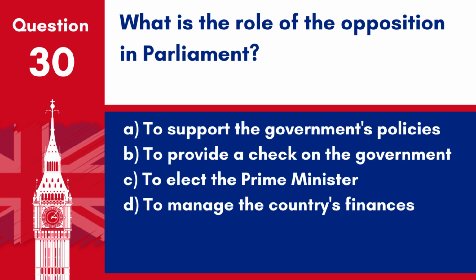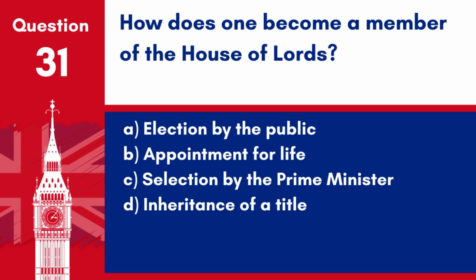A. To support the government's policies. B. To provide a check on the government. C. To elect the Prime Minister. D. To manage the country's finances. Answer. B. To provide a check on the government. The opposition in Parliament plays a critical role in providing scrutiny and opposing the government to ensure balance and accountability in governance. Question 31. How does one become a member of the House of Lords?